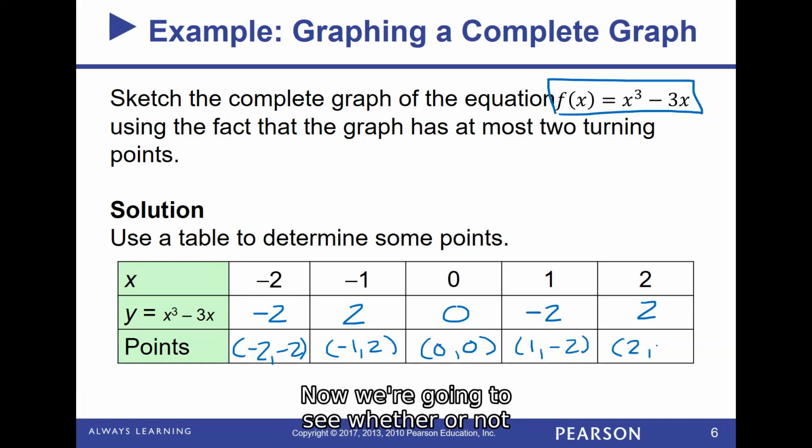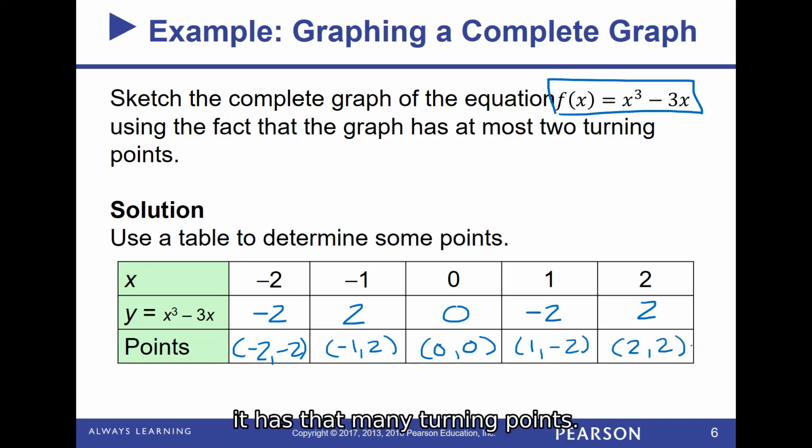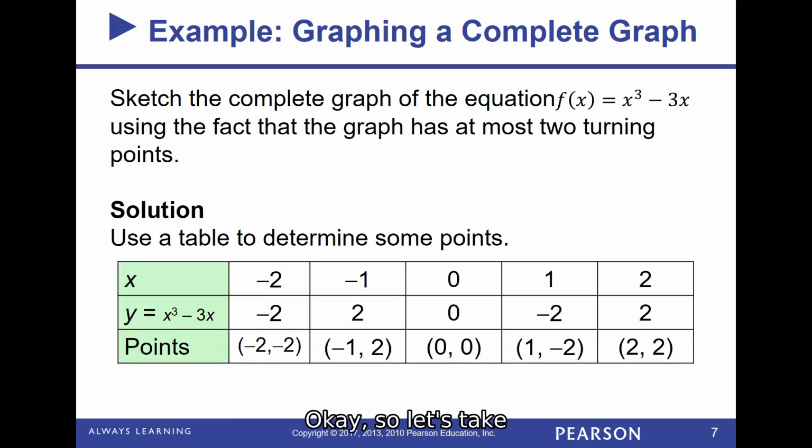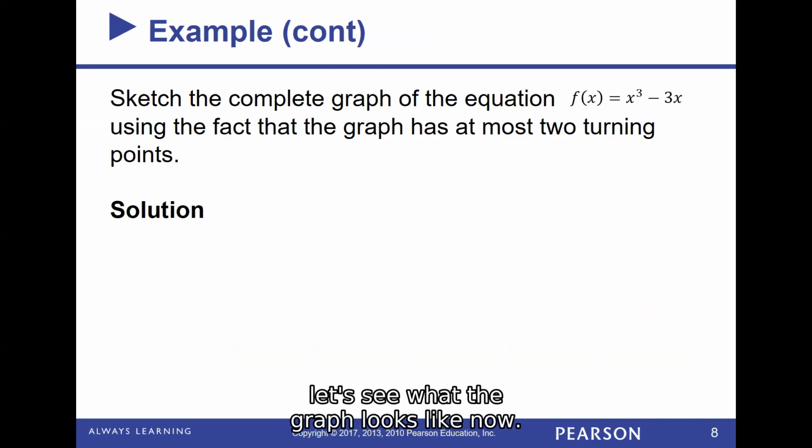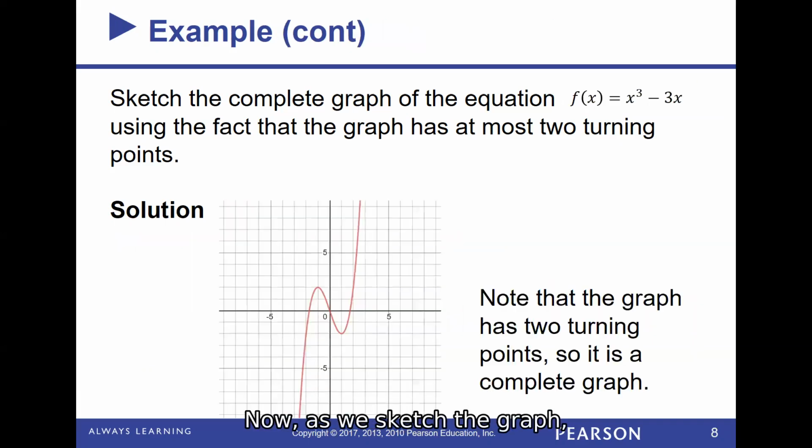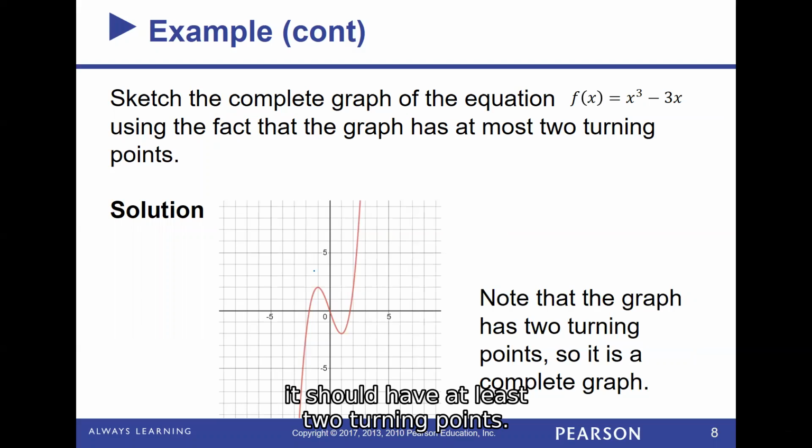Now we're going to see whether or not it has that many turning points. So let's take a peek at this and see what the graph looks like. As we sketch the graph, it should have at least 2 turning points. You'll notice that I really only need to see between 5 and -5, and I can see that there is that turning point. We saw that when we went from a +2 y value to a -2 y value, and vice versa on the other side.